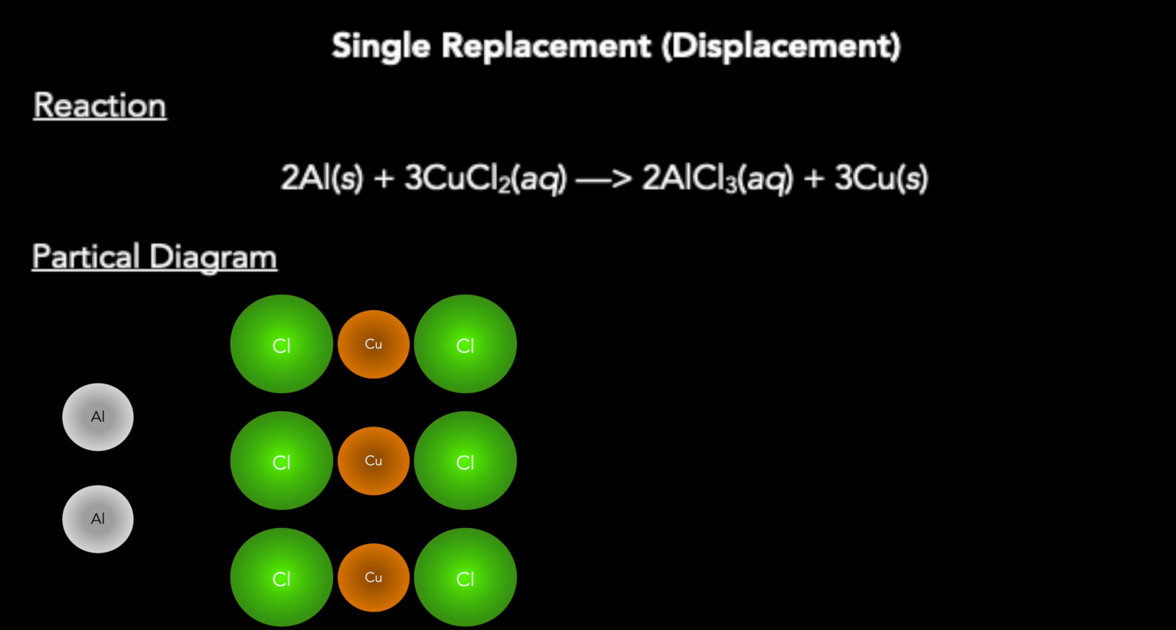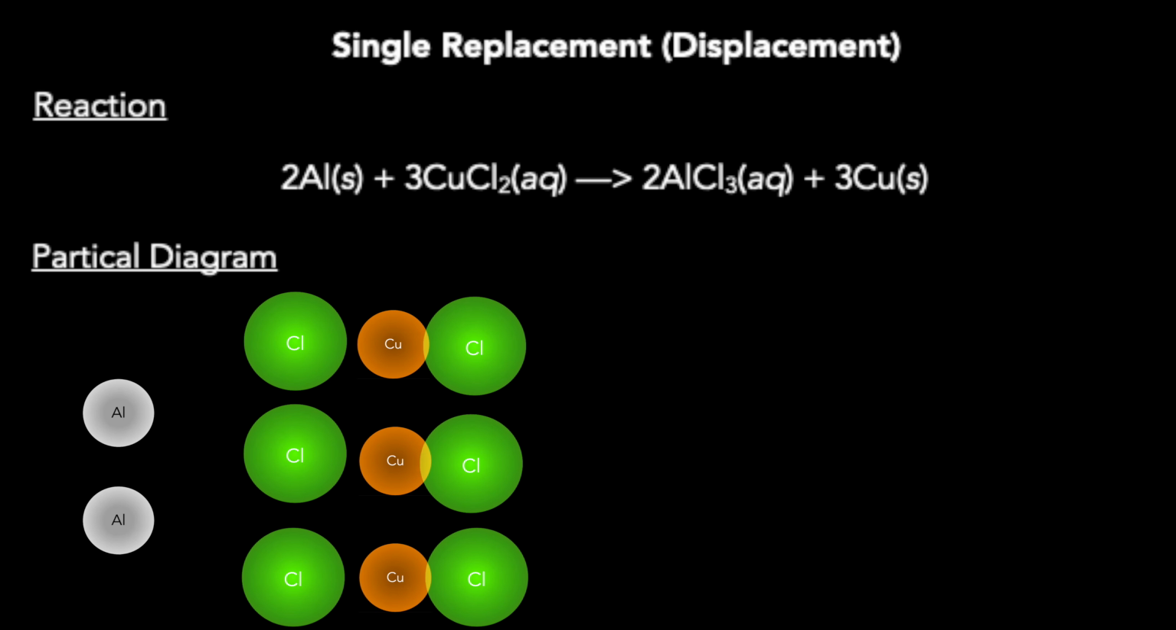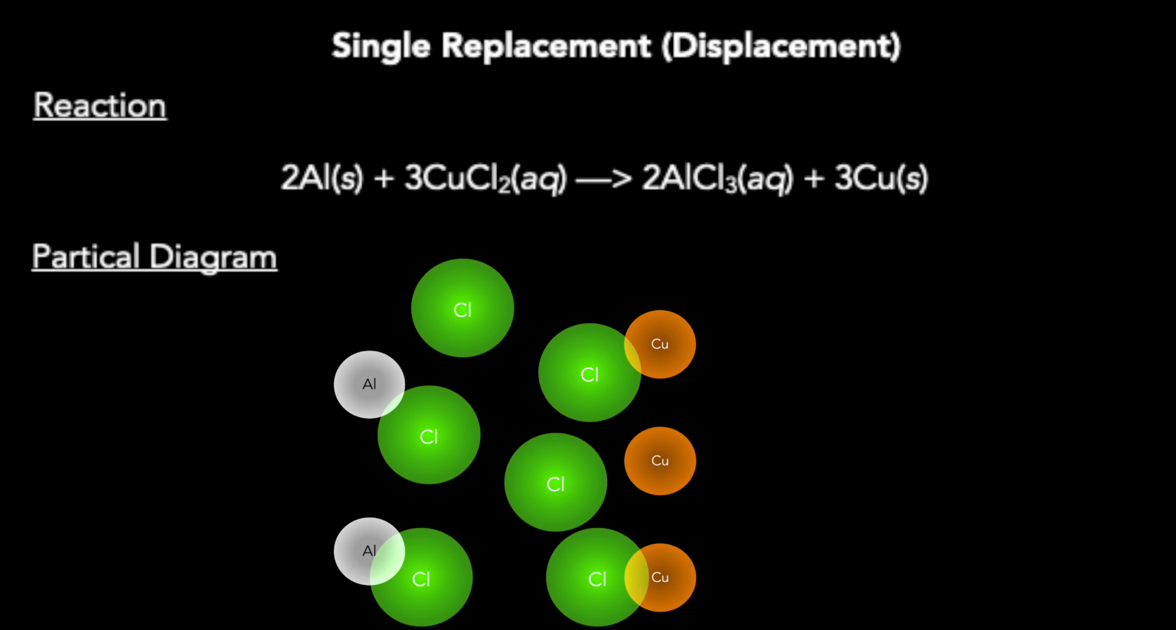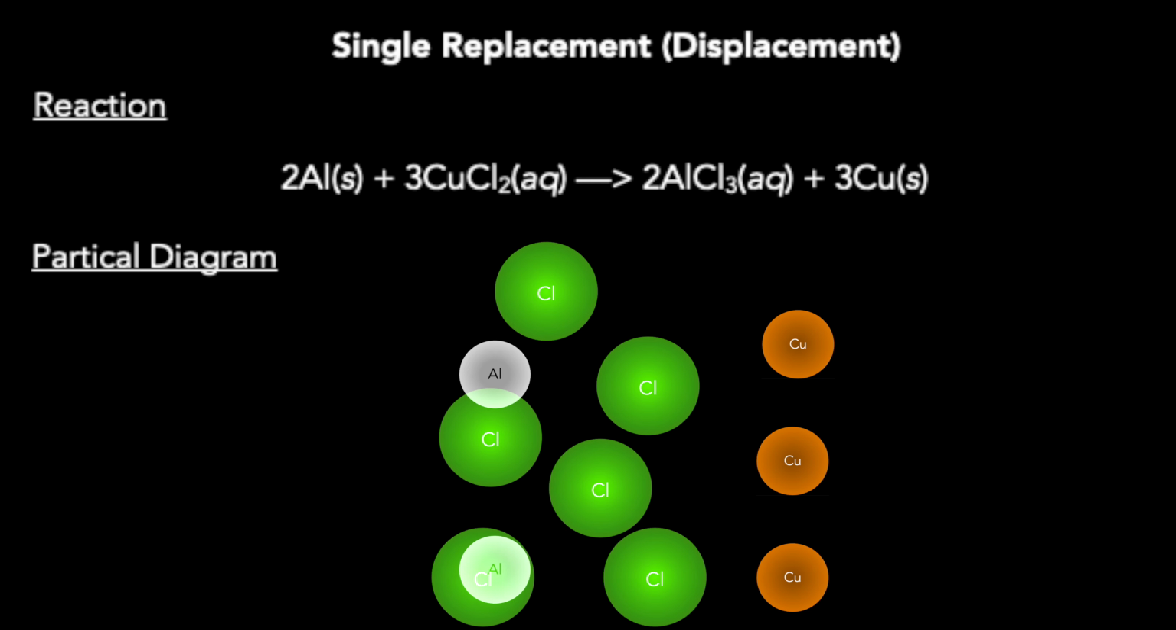As we'll see in our particle diagram, what will happen in this case is that our two metals, aluminum and copper, will do the swapping, leaving chlorine to be the substance that is partnered with. As the reaction progresses, aluminum swaps places with copper and bonds to chlorine.